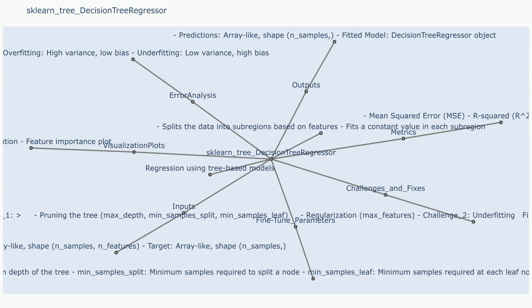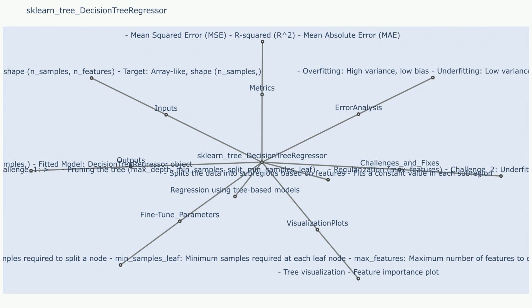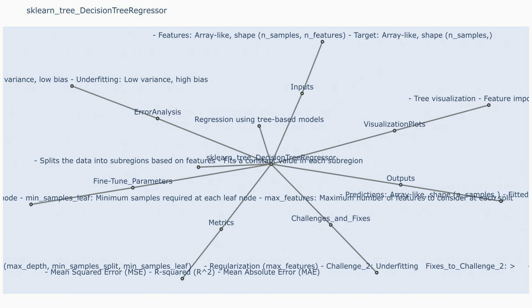Uncertainty methods. Bootstrap aggregating (bagging): multiple decision trees are trained on different subsets of training data and their predictions are averaged to reduce variance and improve the model's robustness. Challenges and fixes. Challenge 1: overfitting: when the decision tree is too complex, it might perfectly fit the training data but generalize poorly to unseen data.